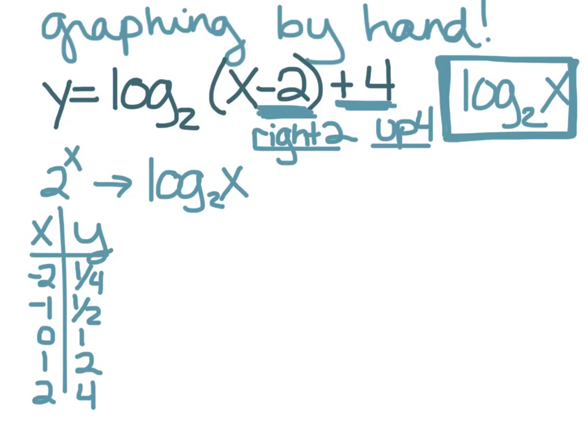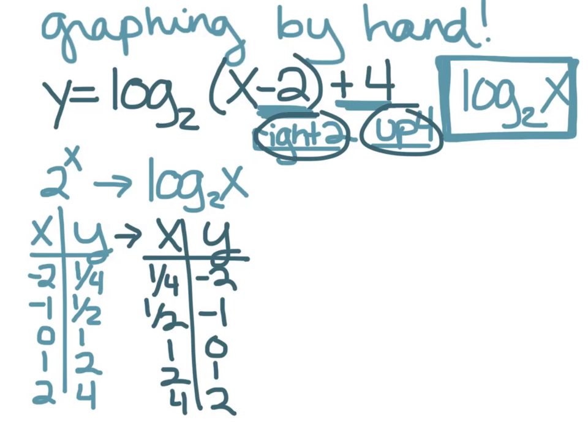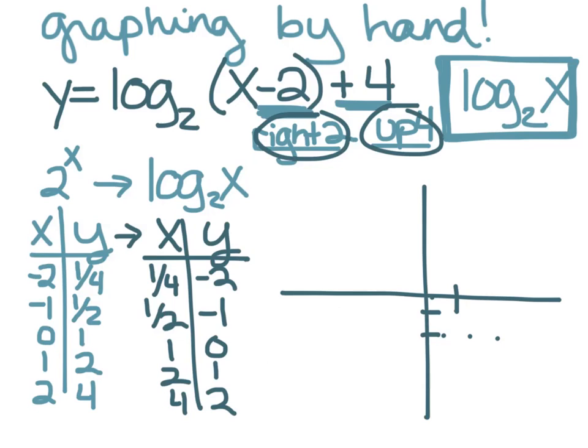But now, to change it to log base 2 of x, we switch our x's and y's. I mean, literally, just switch them. 1/4, negative 2; 1/2, negative 1; 1, 0; 2, 1; 4, 2. And then I'm going to take each of these points and take them right 2 and up 4. So if I have a point at 1/4, negative 2, let's see where that would go. Then I have to shift it right 2 and up 4.